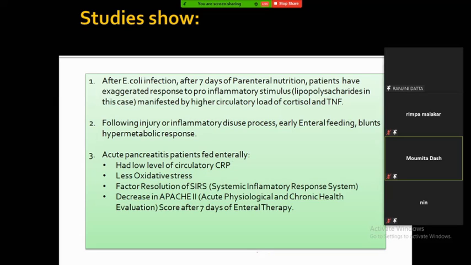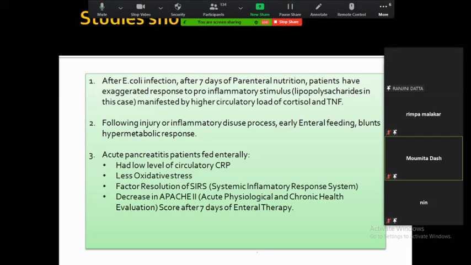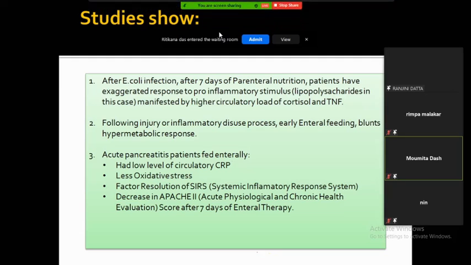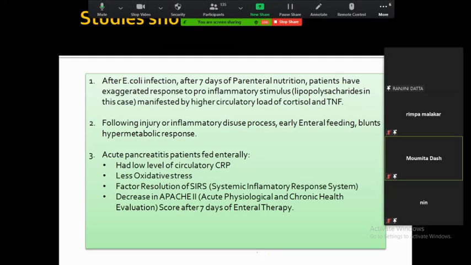Alongside, it has also been seen that meeting the target protein and the kilocalorie load that we want to give to the patient, based on their Harris-Benedict equation, or the basal energy expenditure of the patient, can be easily done if I am using percutaneous tube feeding or duodenal feeding or jejunostomy tube feeding.